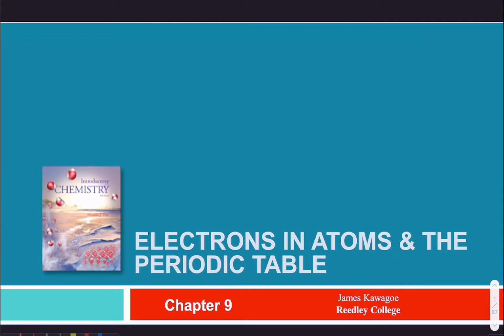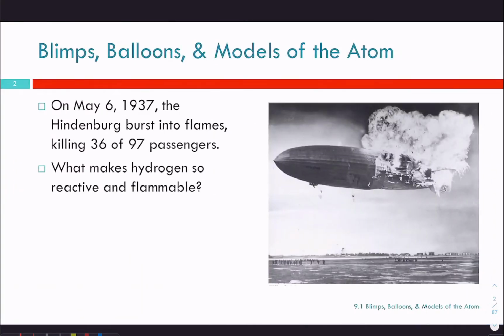All right, so electrons in atoms and the periodic table. The Hindenburg was a famous accident where a giant blimp full of helium, or sorry, not helium, hydrogen, burst into flames and killed 36 of the 97 passengers. But what is it that made the hydrogen so reactive and flammable?